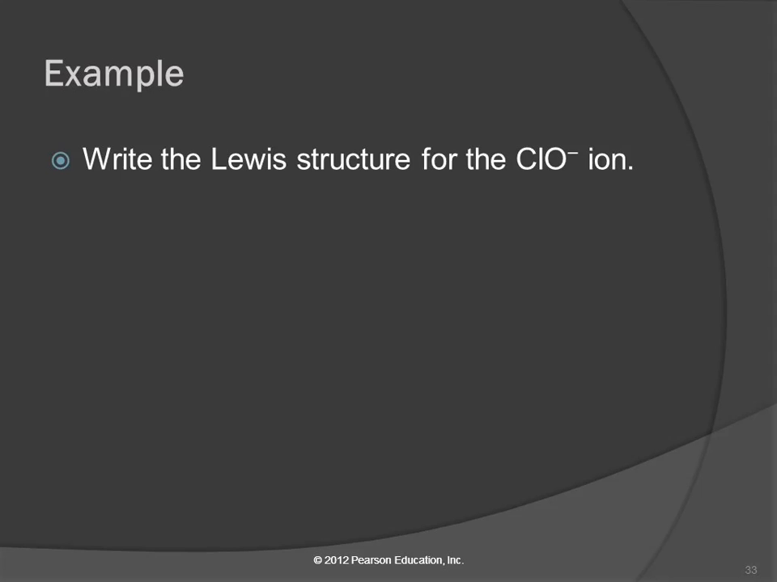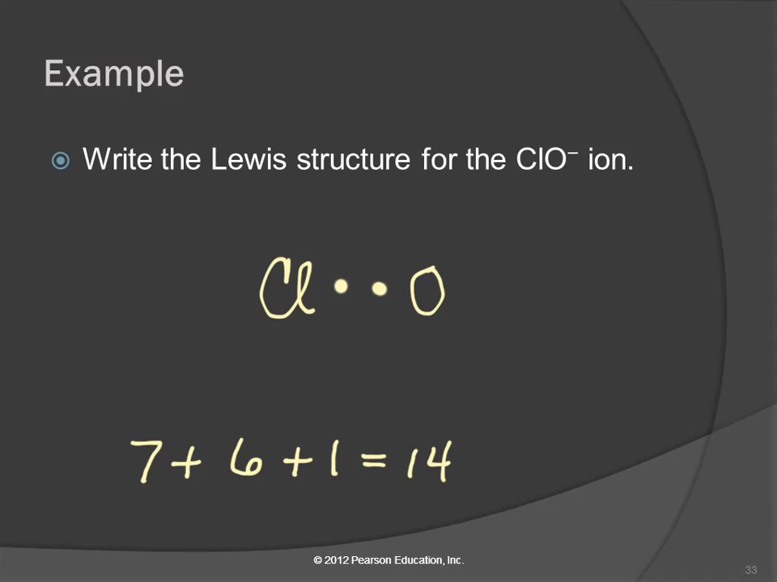So this is another one with just 2 elements. So there's Cl and there's O. And we need to identify number of valence electrons. How many does chlorine have? 7, and oxygen has 6, and the -1 charge causes us to add 1, so we get 14 valence electrons. We're going to start out by putting a pair of electrons between to be the bond. So there's 2, 4, 6, 8, 10, 12, 14.